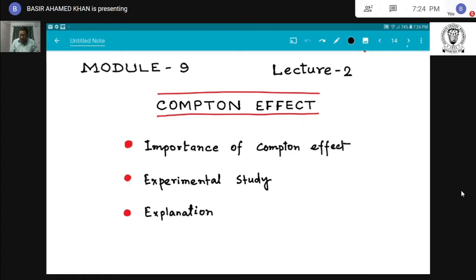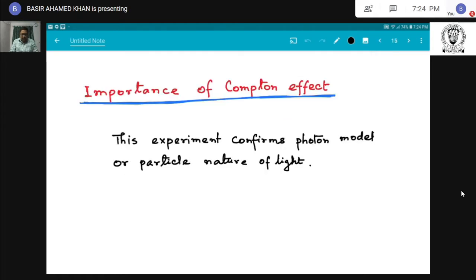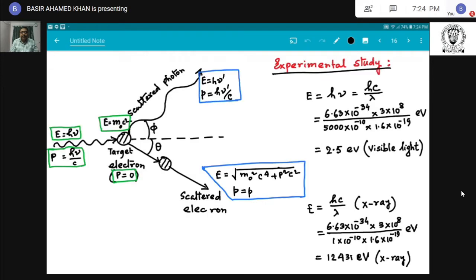Now, the importance of the Compton effect: this experiment confirms the photon model or particle nature of light. This is most important. Now, the experimental study.